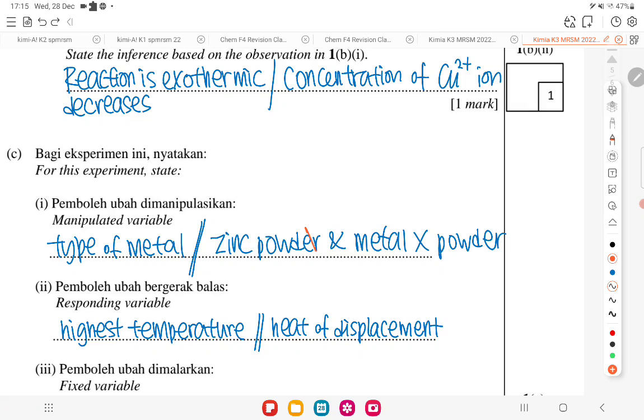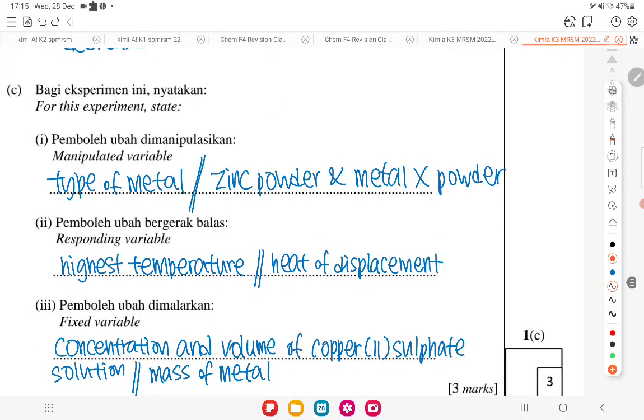So if you only write zinc and metal X, also full marks. If you only write the word zinc and metal X, you don't write the word powder, is also full marks, because again, the word powder is optional. You write the word powder or you don't write it, it's okay. It's completely fine.